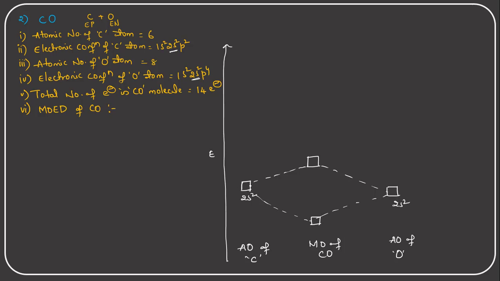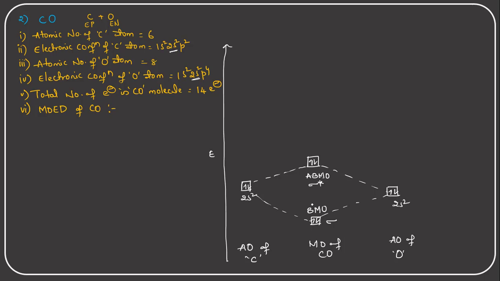We need to connect them. Then just fill the electrons, 2 electrons here, 2 electrons here. So total 4 electrons, they are merged and converted into bonding and anti-bonding molecular orbitals. So this is the bonding molecular orbital and this one is the anti-bonding molecular orbital, and this is represented with the sigma symbol, this with the sigma star symbol.